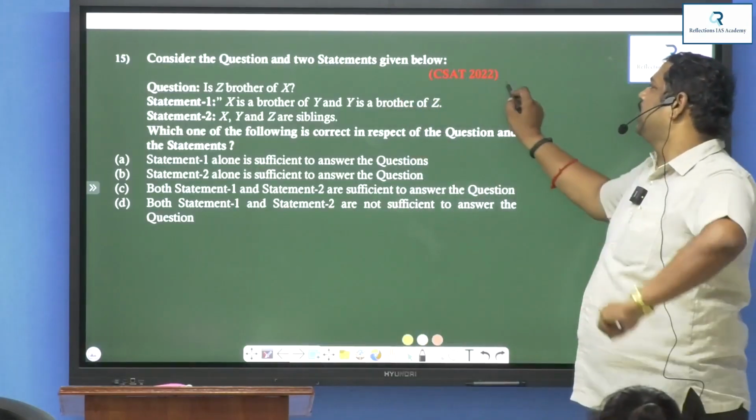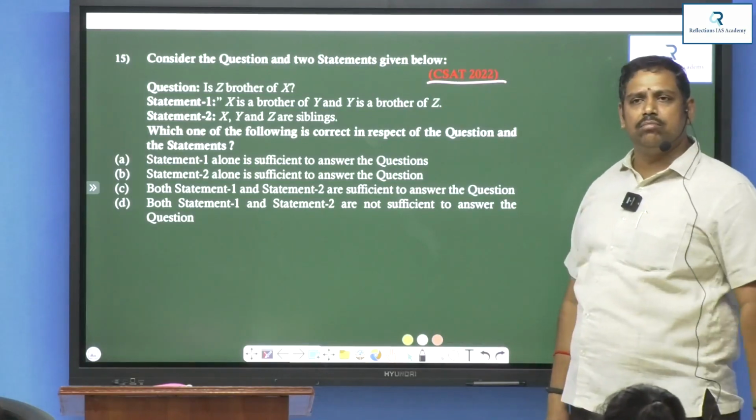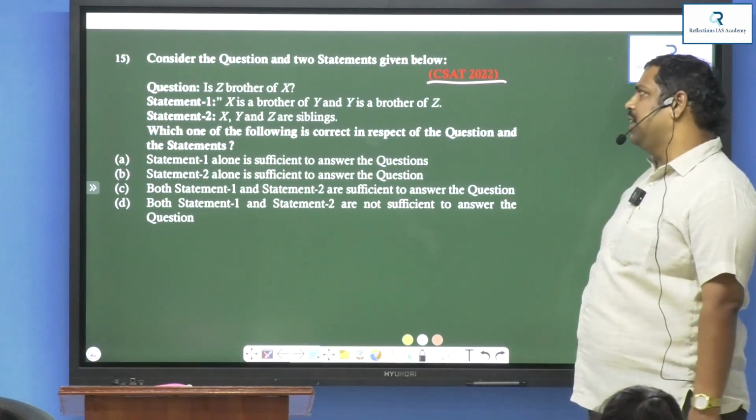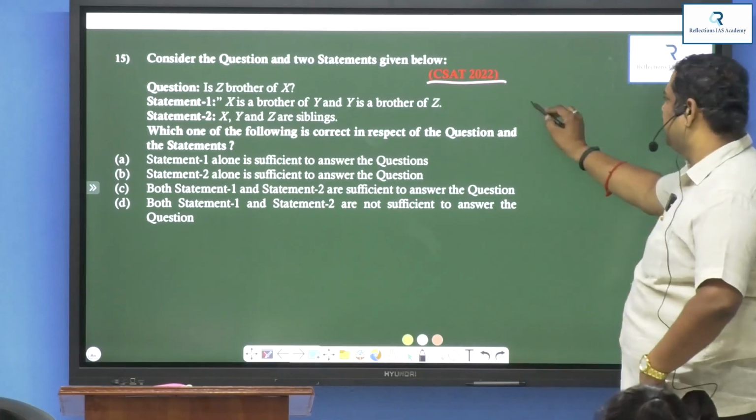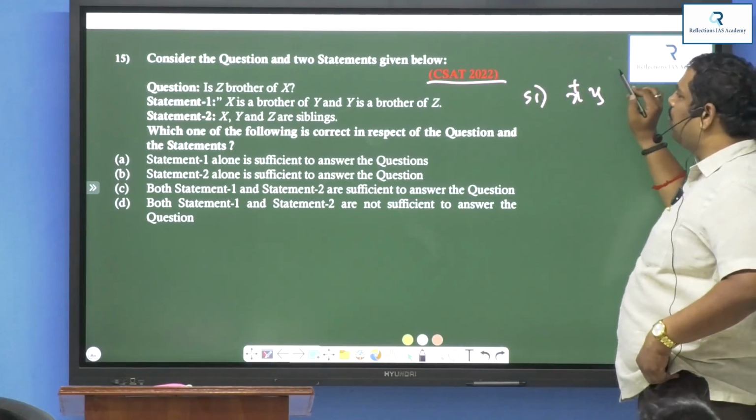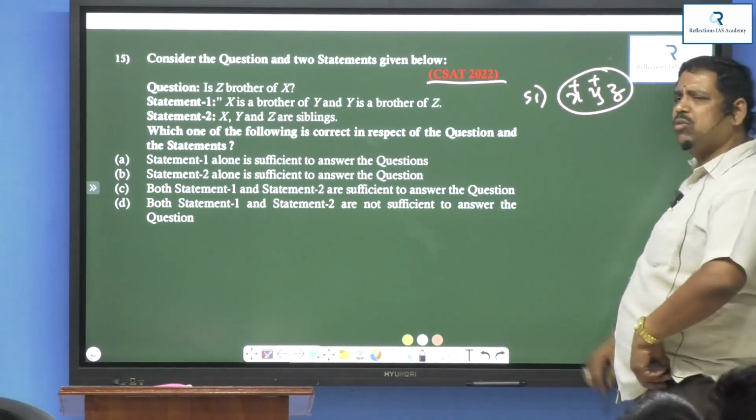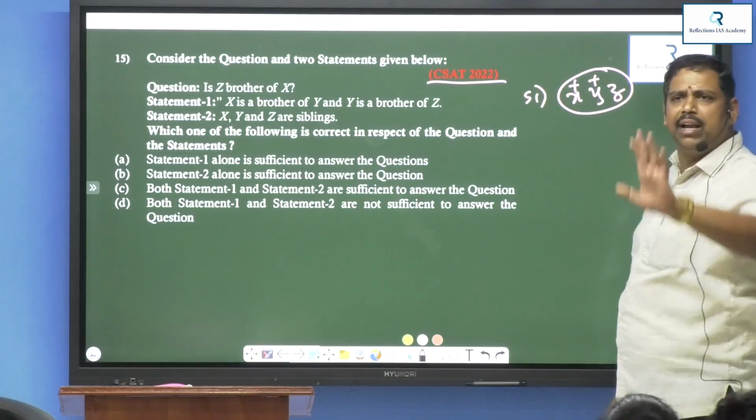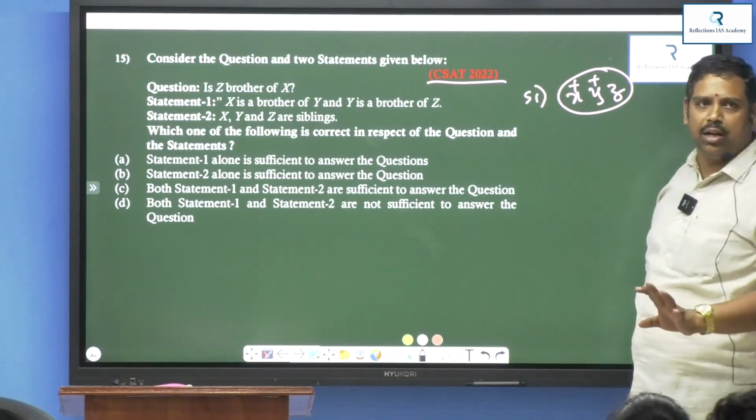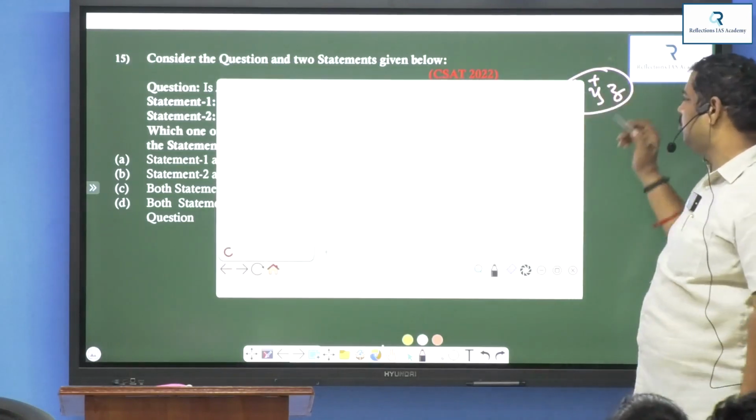Okay, CSAT 2022 here. Is Z the brother of X? Statement 1: X is brother of Y. Y is brother of Z. That means these three are siblings. Yes or no? Suppose Z is male. I am not saying he is male. If Z is male, yes, Z is the brother of X.